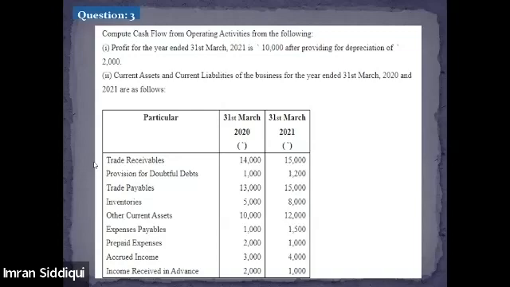Just do one thing. Let me orally tell you the right answer. You have to start with the profit given in the question, right? Profit is given as 10,000. Everybody did the same thing, and we will add the amount of depreciation in it. There is no extraordinary item given in the question. So just by adding depreciation, we will get the operating profit before working capital changes. You understand that? So operating profit will be 12,000. Is that what you have got as well, everyone?